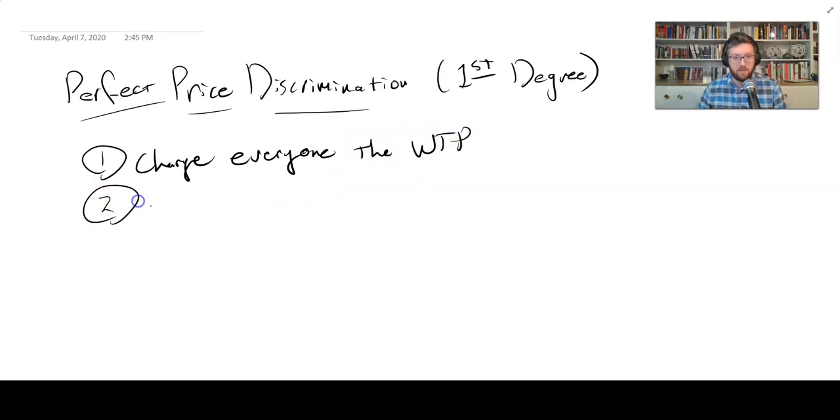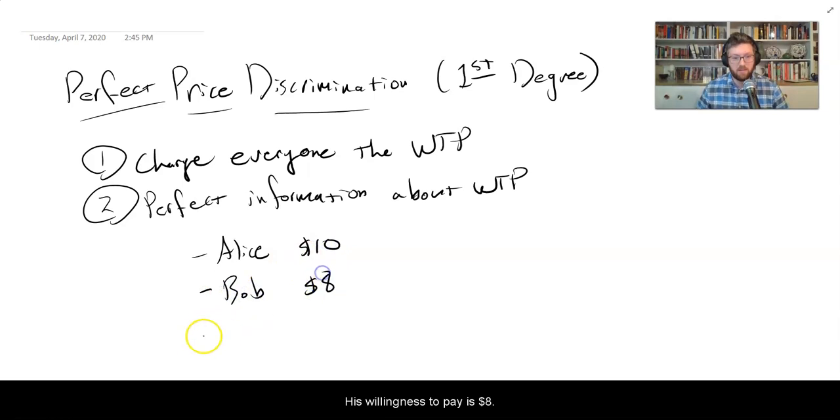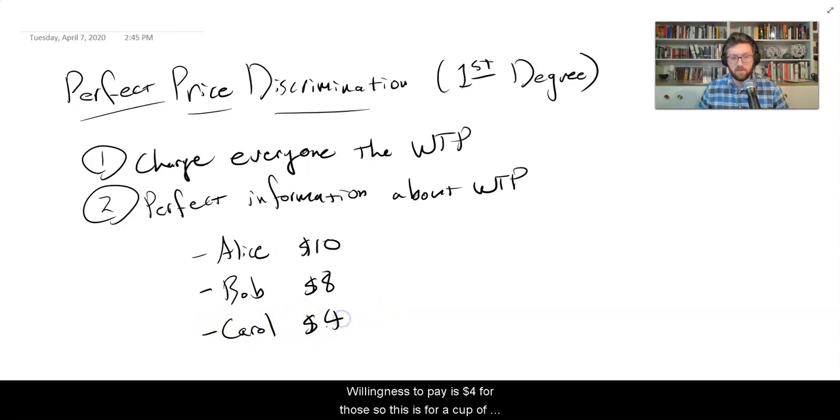And to do that, you need to have perfect information about the willingness to pay for each transaction. So a simple example, suppose you've got 3 people. Alice, her willingness to pay is $10. Bob, his willingness to pay is $8. And Carol, her willingness to pay is $4. So this is for a cup of coffee, say, for example.